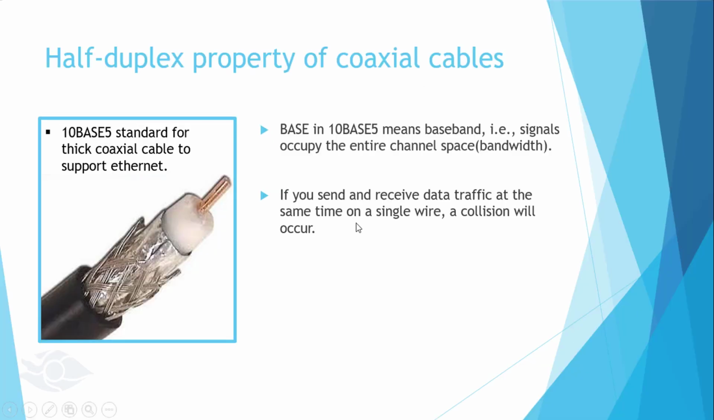In networking, a coaxial cable has only one copper wire at the core for transmitting signals. These signals are called baseband signals, meaning that they occupy the entire channel space, just like the car on the one-way road and the water through the water pipe. If you send and receive data traffic at the same time on a single wire, you'll have a collision.